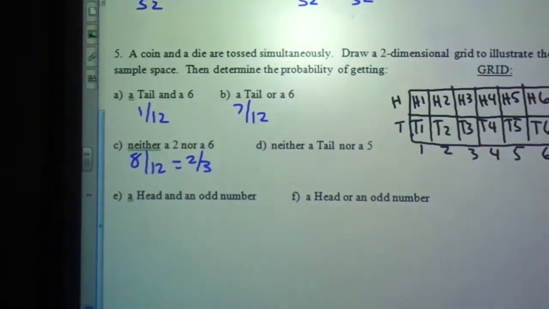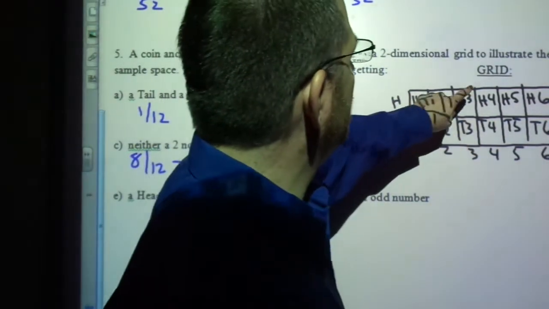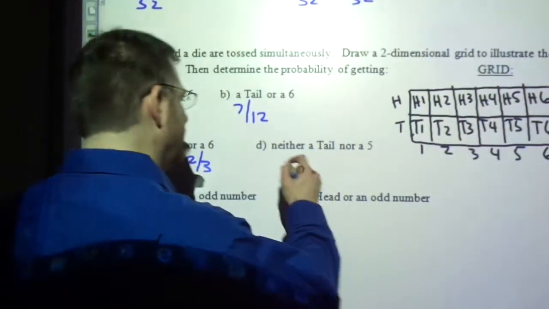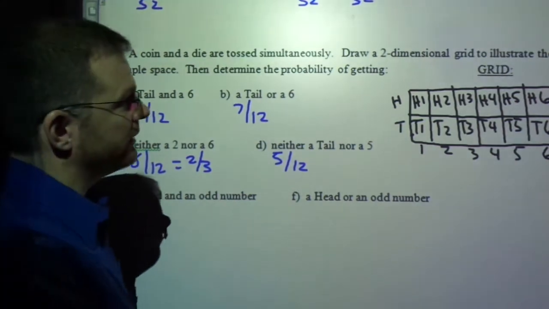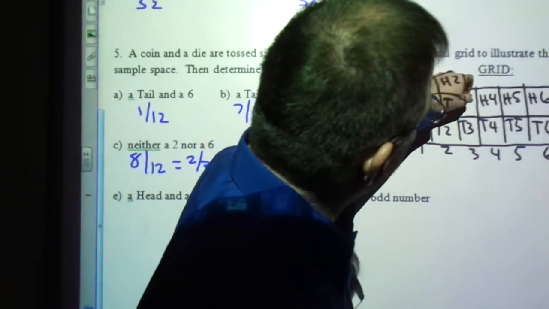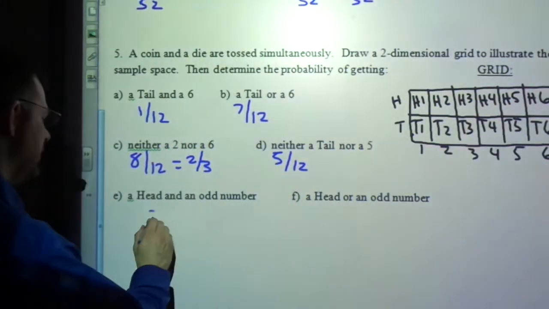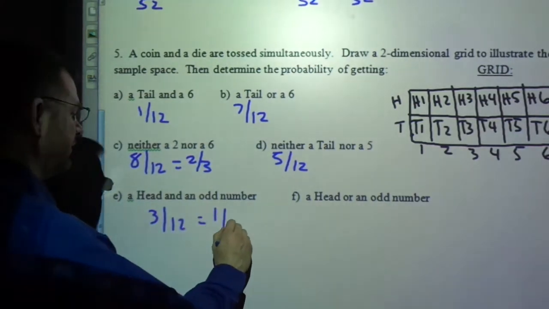No tails and no 5. So that would be 1, 2, 3, 4, and 5 out of 12. Head and an odd number, so that would be 1 here, and 1 there. So there's 3 out of 12, which reduces to 1/4.